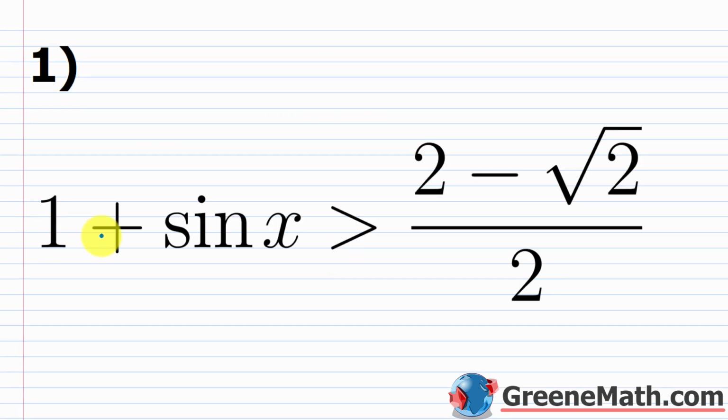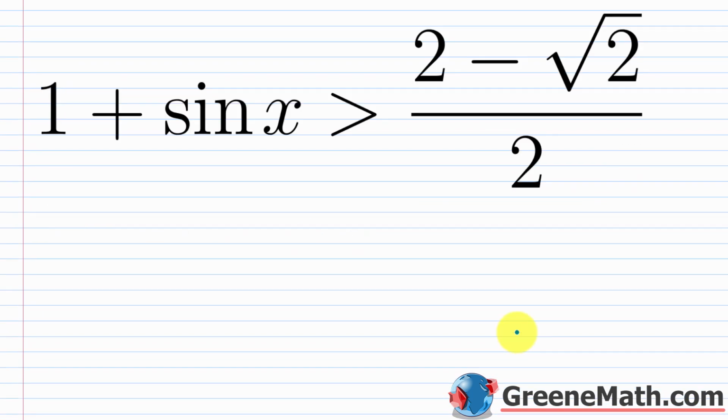So here we have 1 plus the sine of x is greater than 2 minus the square root of 2 over 2. So this type of problem is an easier problem. You can just solve it by isolating the sine of x on one side and putting a number on the other. You could also use the test point method, which we're going to see later on, but I wouldn't recommend that in this situation because it's just so easy.